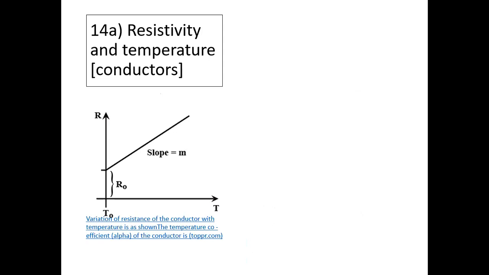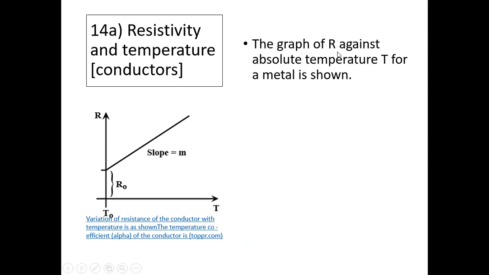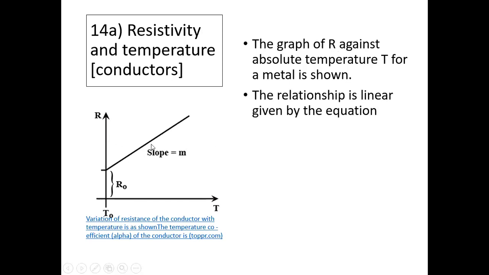Okay, resistivity and temperature. Right? There's a straight line. There's your R naught. There's your reference temperature, T naught. You can use theta if you want to. Theta is in degrees Celsius. T is in Kelvin. So the graph of R against temperature for a metal is shown. It's linear, it's a straight line. Yeah, it doesn't pass through the origin. So we can rewrite the equation: R naught times 1 plus alpha, T minus T naught.